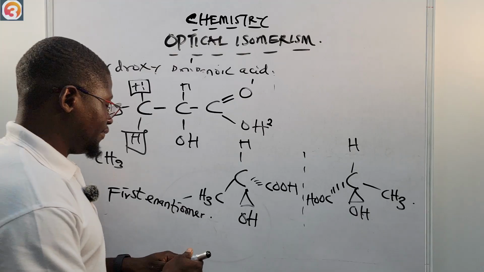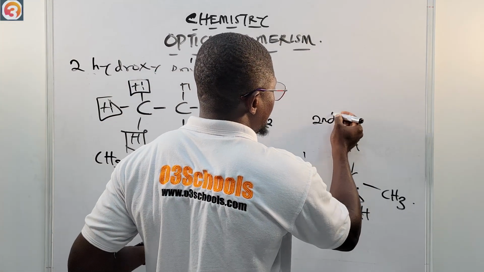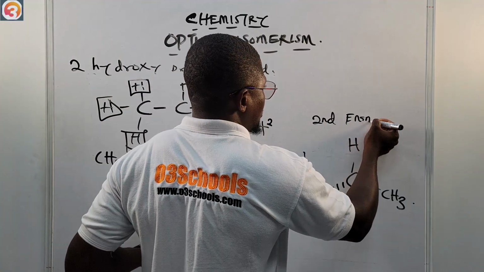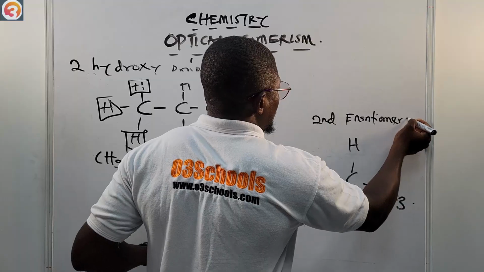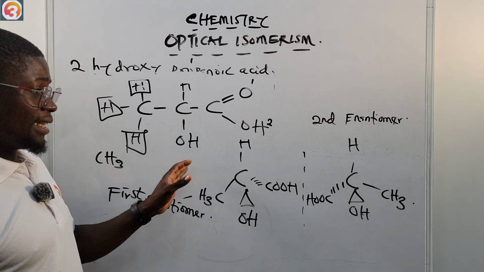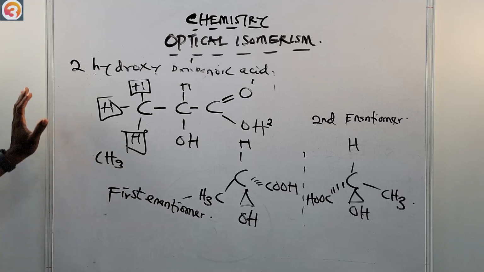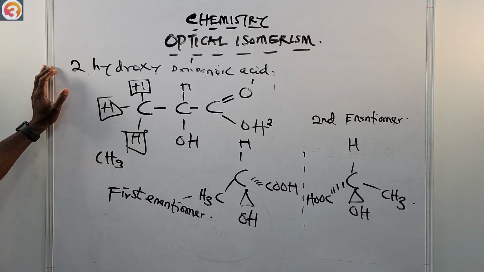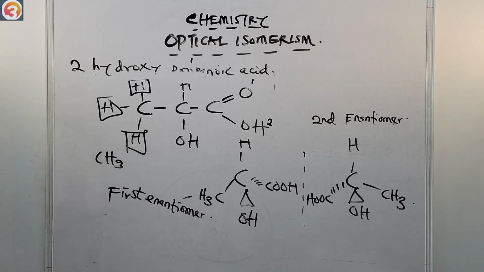So we have drawn the first enantiomer, and this one will be the second enantiomer. This side is the first and that is the second enantiomer. We'll be able to draw that successfully. Hope that is clear. Okay, so now let us see one more example and then we are done.